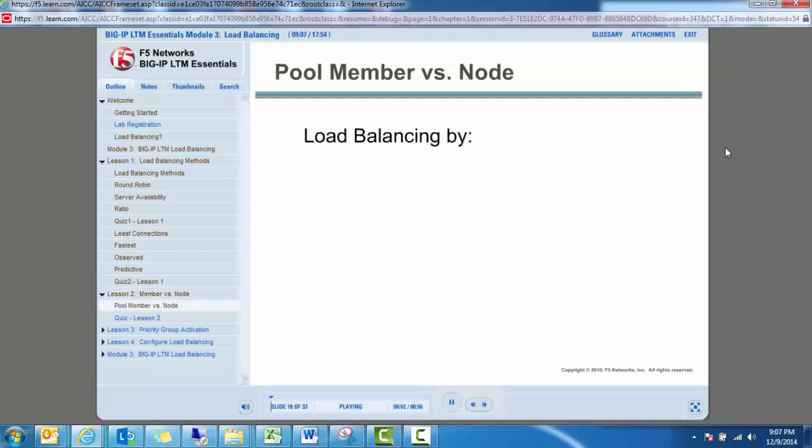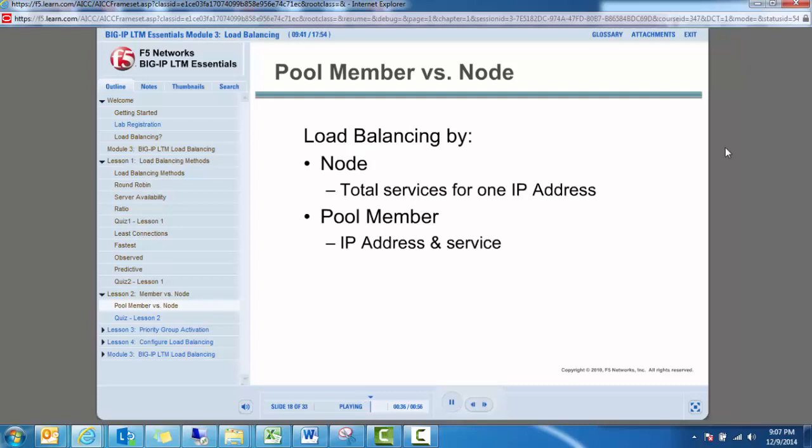BIG-IP can do load balancing by pool member or node. When deciding which approach to take, the key question to ask is this: do you want BIG-IP LTM to make a load balancing choice based on pool member statistics or node statistics? If you recall, a typical pool member contains both an IP address and a port, whereas a node contains only an IP address. Therefore, if the administrator chooses load balancing by node, BIG-IP will take all transactions for that IP address into account when making a load balancing decision.